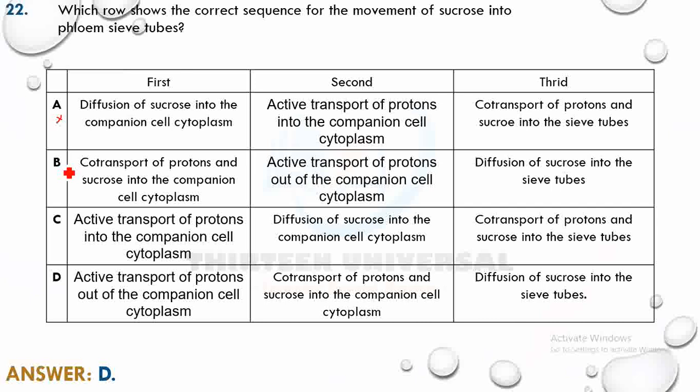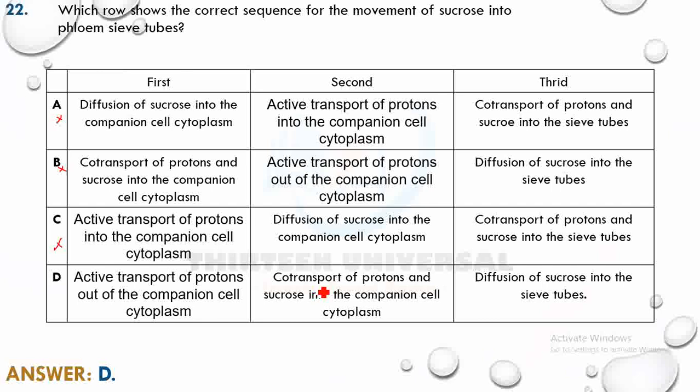No, that's not the first thing. Protons have to be pumped out of the companion cell first. And look at it: active transport of protons into the companion cell cytoplasm. Active transport of protons out. So it's not into, it's out. Do you get it? So sucrose is transported out. Remember? Okay? So that eliminates this.